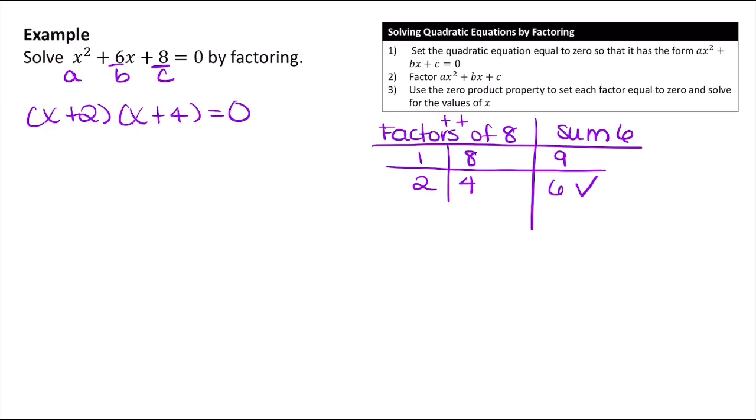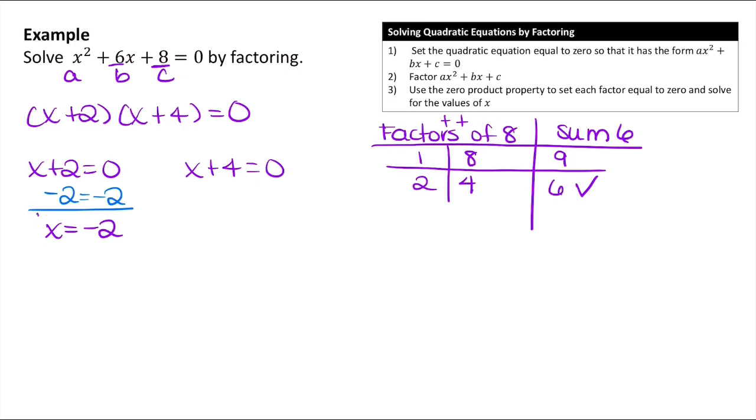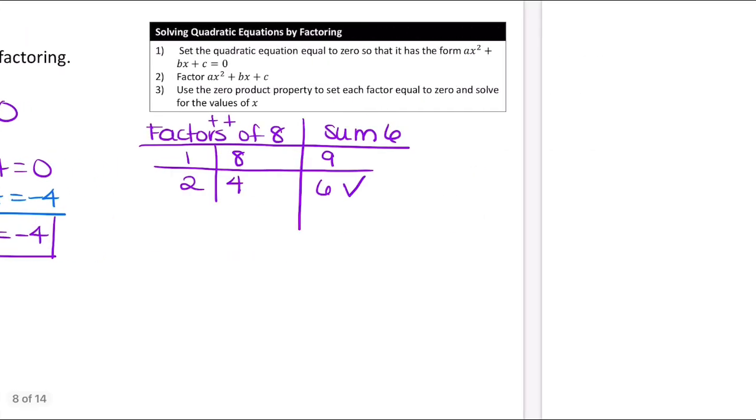So now we can use the zero product property to set each factor equal to 0 and solve for x. So we have x plus 2 equals 0 and x plus 4 equals 0. So now let's solve these equations for x. So here we're going to subtract 2 from both sides. And when we subtract 2 from both sides, we get x equals negative 2. Okay, so that's our first solution. And then over here, we're going to subtract 4 from both sides. And when we do that, we get x equals negative 4. So that's our second solution. So that's how you solve by factoring.